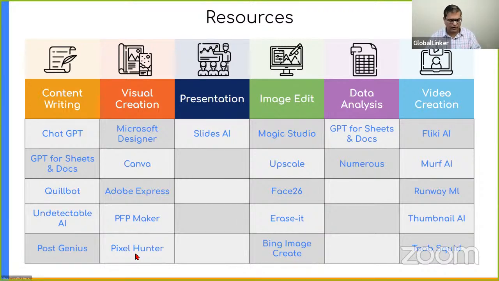And then you have Pixel Hunter, which helps you create good quality content. Then you have slides.ai, which is used to create presentations. Then you have Magic Studio for image editing. Then you have Upscale for rescaling images. Phase 26 for creating visuals using AI. Erase it for removing background. Another use case, so you have a product image, but it has a background. You can remove it. And then you have Bing Image Creator. This is again a Microsoft solution where you can create images. Again, you just give a prompt, and based on that, it will generate images.